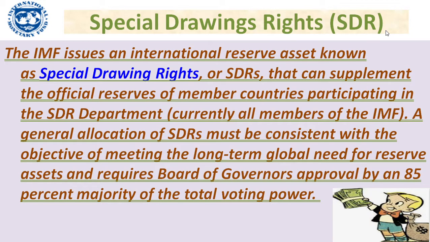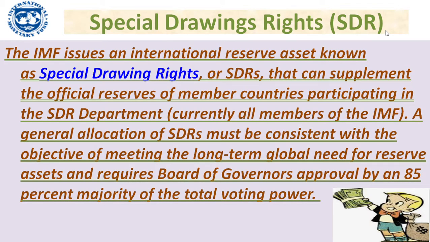Special drawing rights (SDR). It is very important. The IMF issues an international reserve asset known as special drawing rights, or SDR, that can supplement the official reserves of member countries participating in the SDR department. Currently all members of the IMF. A general allocation of SDRs must be consistent with the objective of meeting the long-term global need for reserve assets and requires Board of Governors approval by an 85% majority of the total voting power.